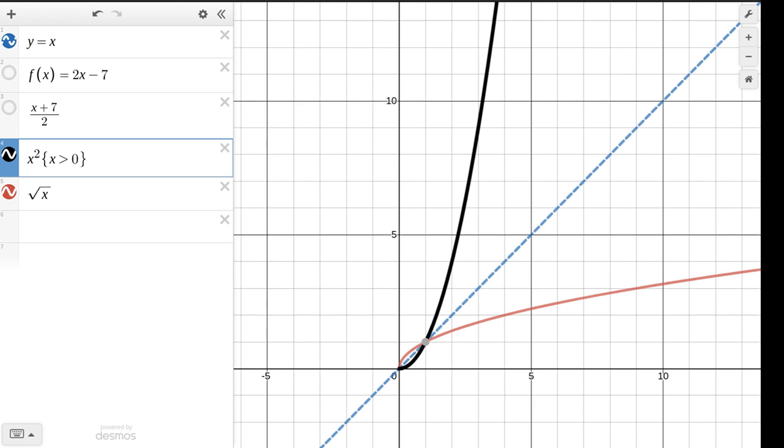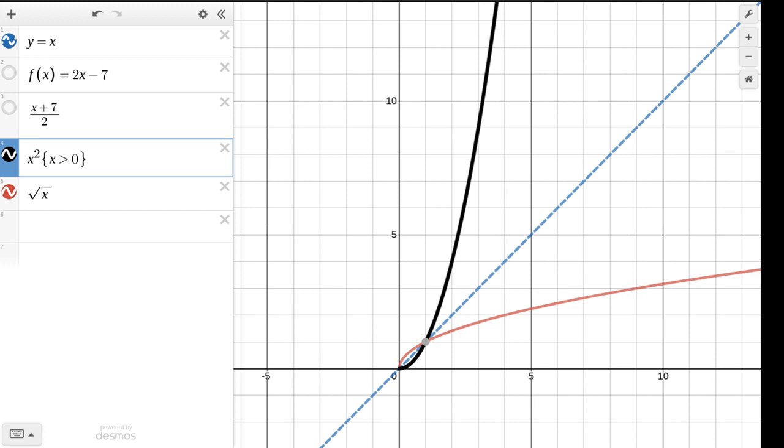Most of our functions that aren't one-to-one, we can make inverses, or we can make them one-to-one by restricting their domain. And so every one-to-one function has an inverse. So x squared is not one-to-one, and so it doesn't have an inverse.